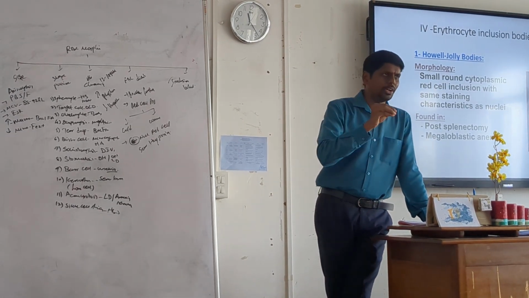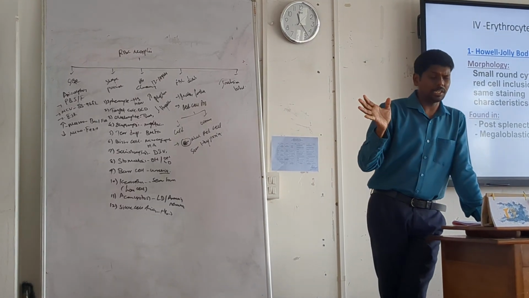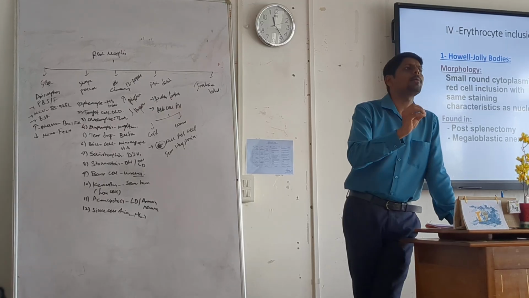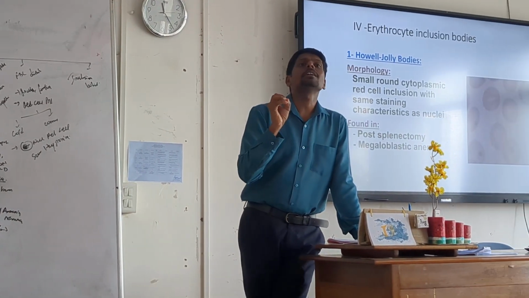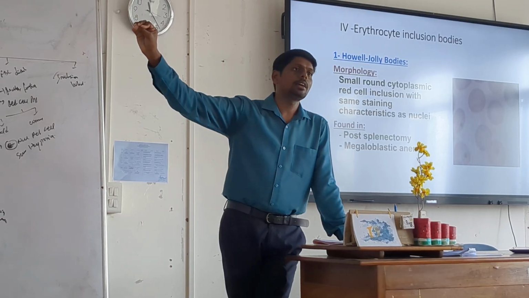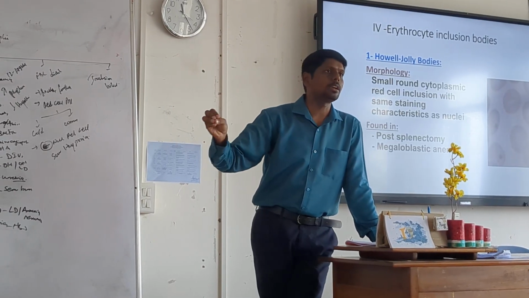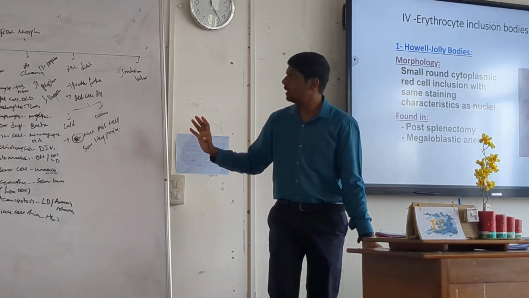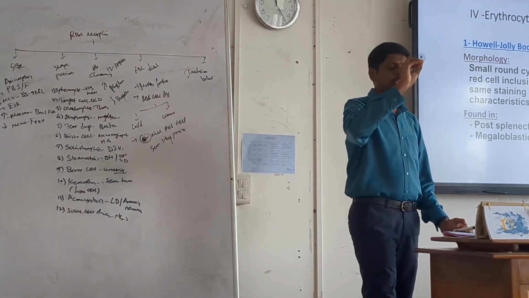We know one type of inclusion body, even though we cannot call it an inclusion: the Barr body. What is the significance of the Barr body? For gender identification and also for genetic disorder diagnosis, such as Klinefelter, Turner, etc. Right? Similarly, we have 5 inclusion bodies.